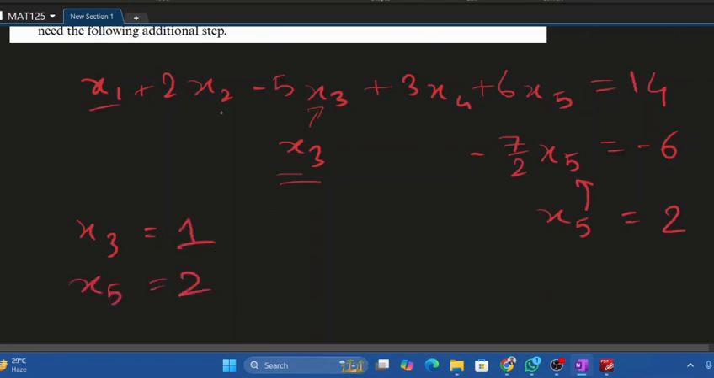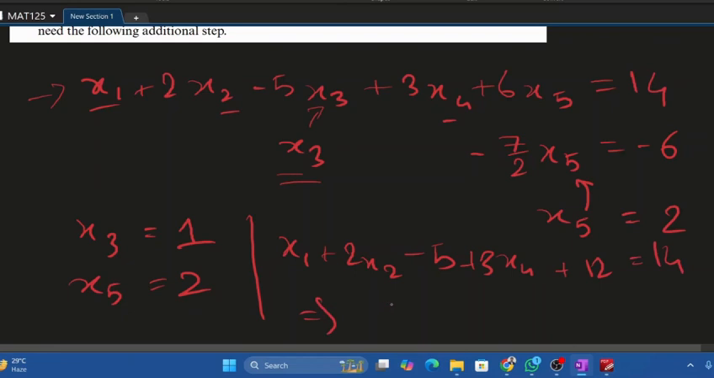So we have to determine x1, x2 and x4, right? So how to do those? Let's replace x3 and x5 in the first equation. In that case we will get x1 plus 2x2 minus 5, so 5 into 1, so minus 5, and then plus 3x4 plus 6 into 2 will be 12, equal to 14. So we still don't have the values for x1, x2 and x4, right?